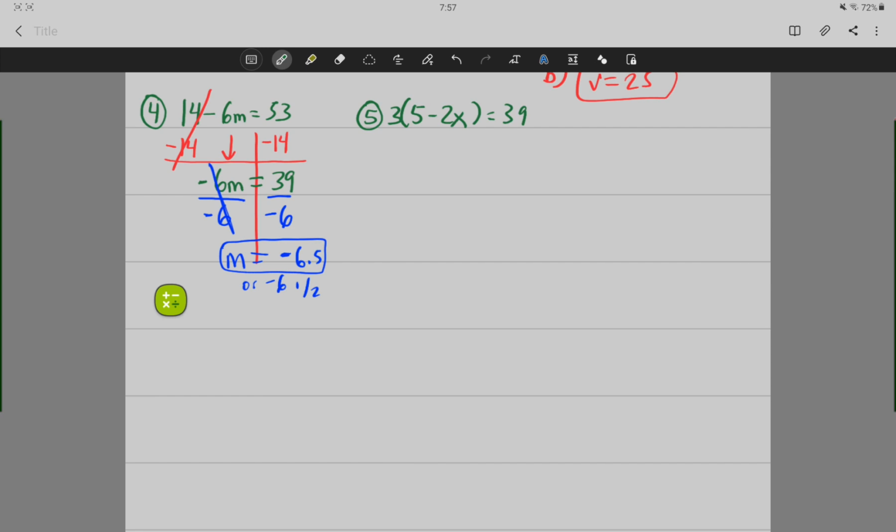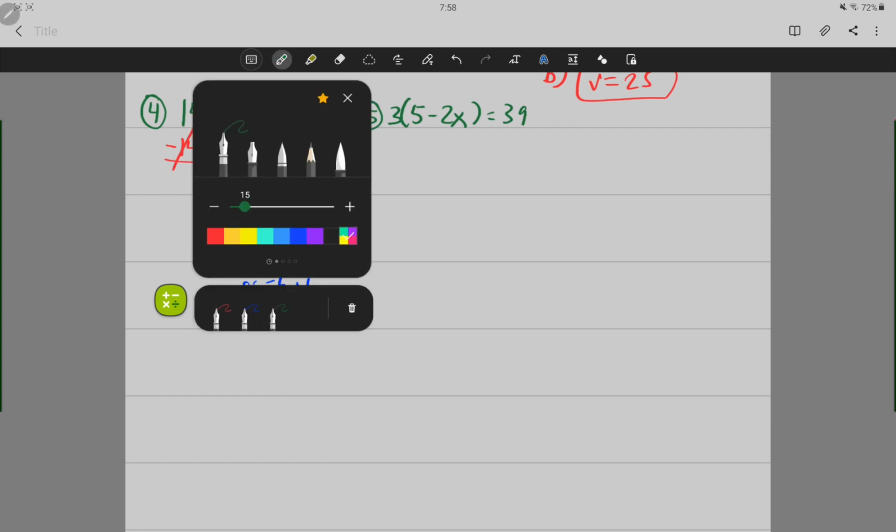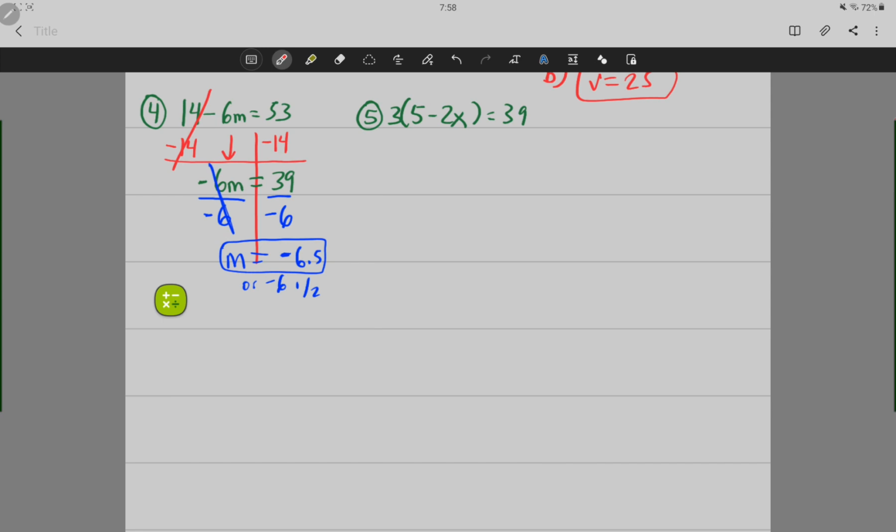So one way to do it is, if you see the parentheses, that means to multiply, and that's the distributive property, which we've covered before. So okay, equal sign, draw the line. To get rid of the parentheses, we can multiply. Again, this is not the only way, this is one way. 3 times 5 is 15.